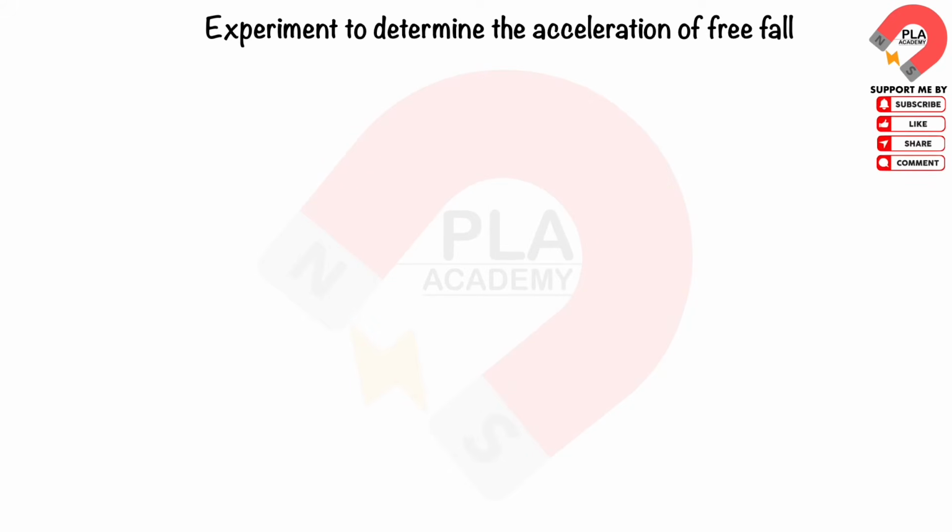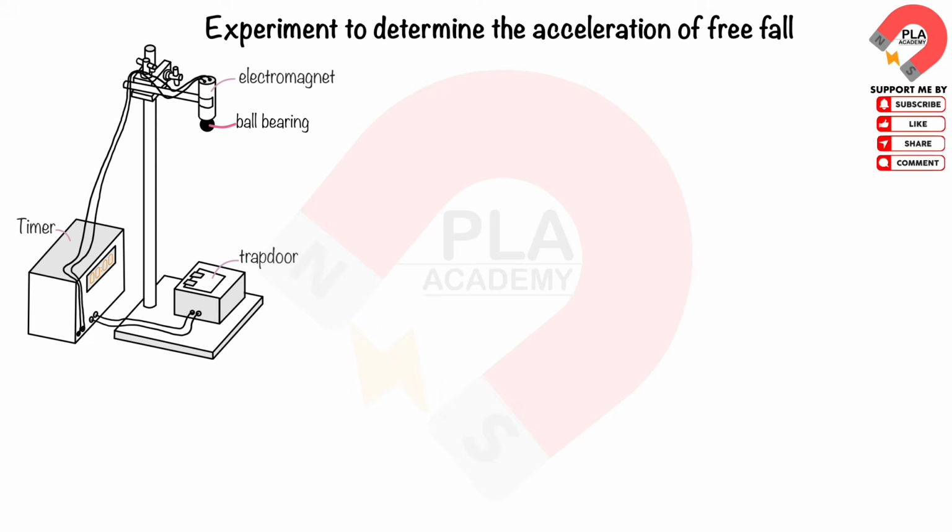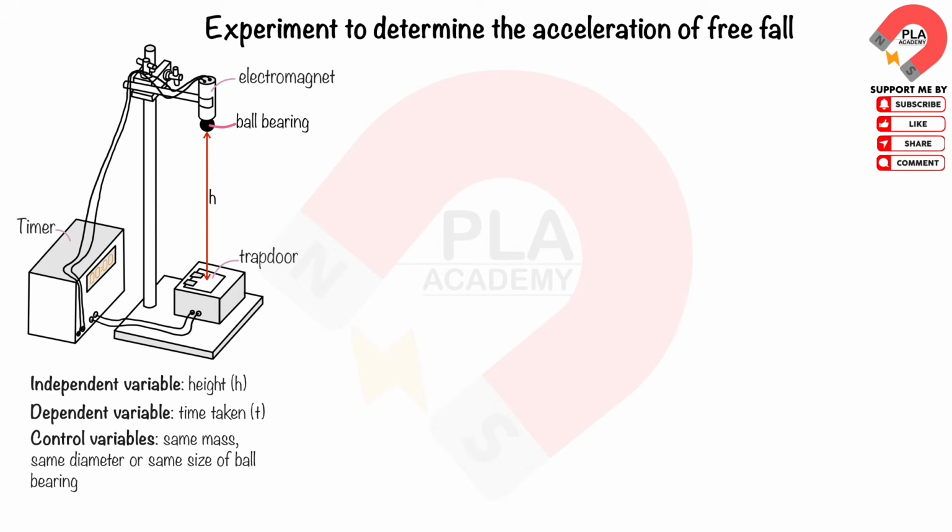The experiment to determine the acceleration of free fall. We set up the experiment, as shown. The independent variable of this experiment is the height, h, that a ball bearing falls. The dependent variable is the time taken, t, to fall. The control variables are the same mass and the same diameter, or same size, of the ball bearing. The methods to measure the measurements are as follows.